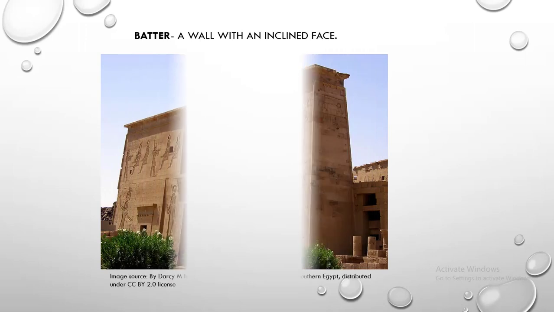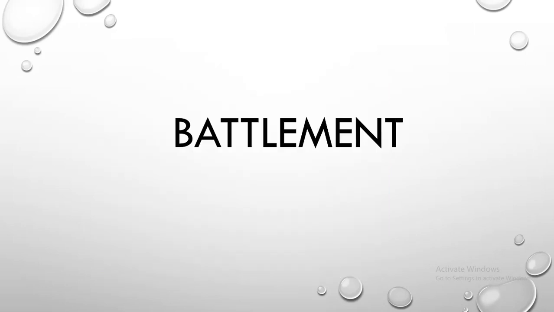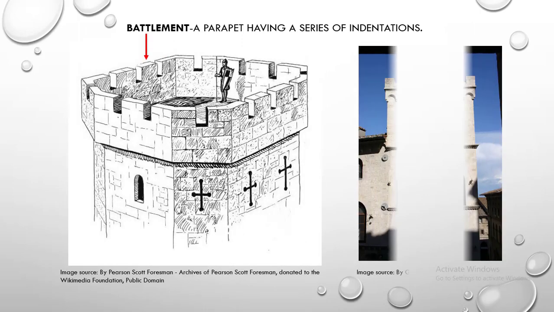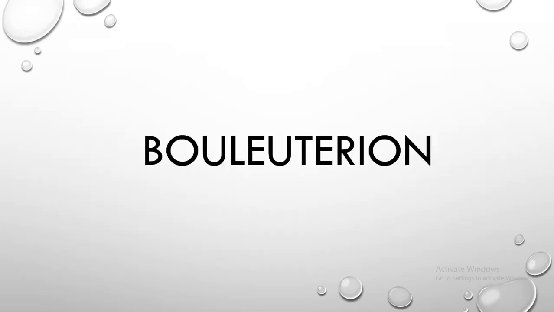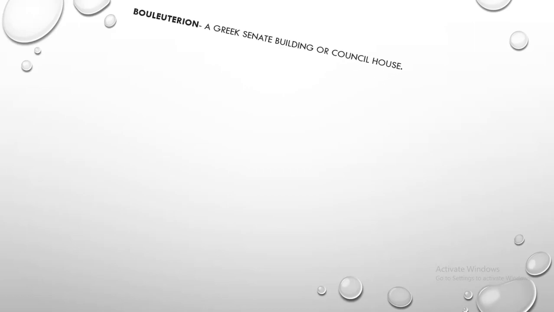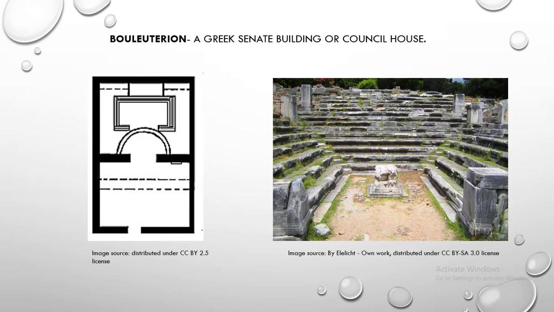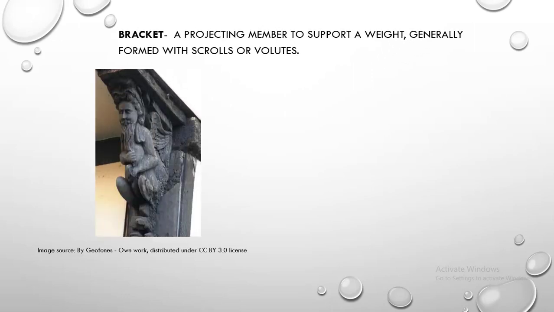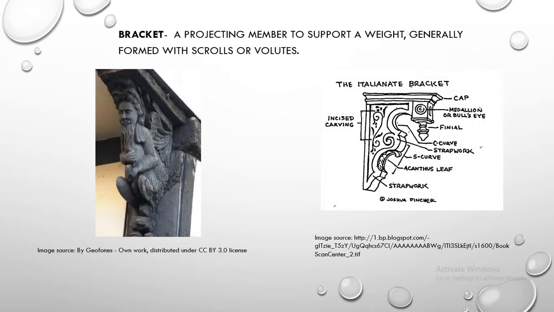Batter. Batter is a wall with an inclined face. Battlement. Battlement is a parapet having a series of indentations. Bouleuterion. Bouleuterion is a Greek senate building or council house. Bracket. Bracket is a projecting member to support a weight, generally formed with scrolls or volutes.